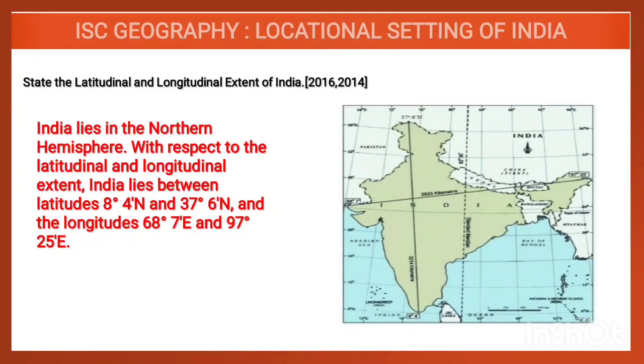That's why we consider Kanyakumari as the southernmost tip of our India. And 37 degrees 6 minutes north, which is your northernmost point, that is Indira Col. And the westernmost point, which is 68 degrees 7 minutes east longitude, that is Rann of Kutch, and it extends up to 97 degrees 25 minutes east, that is Kibithu in Arunachal Pradesh, the easternmost point of our India.